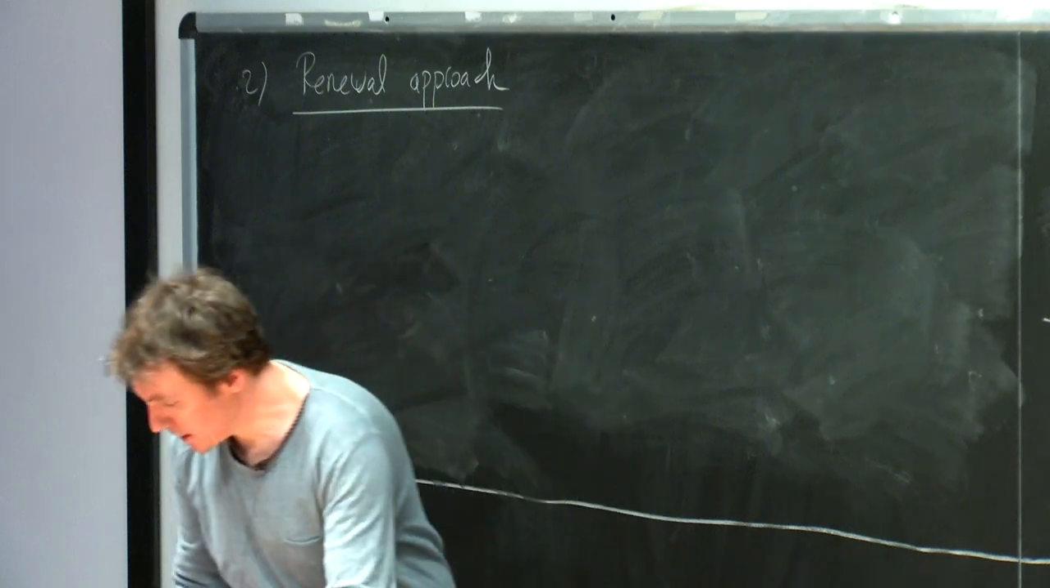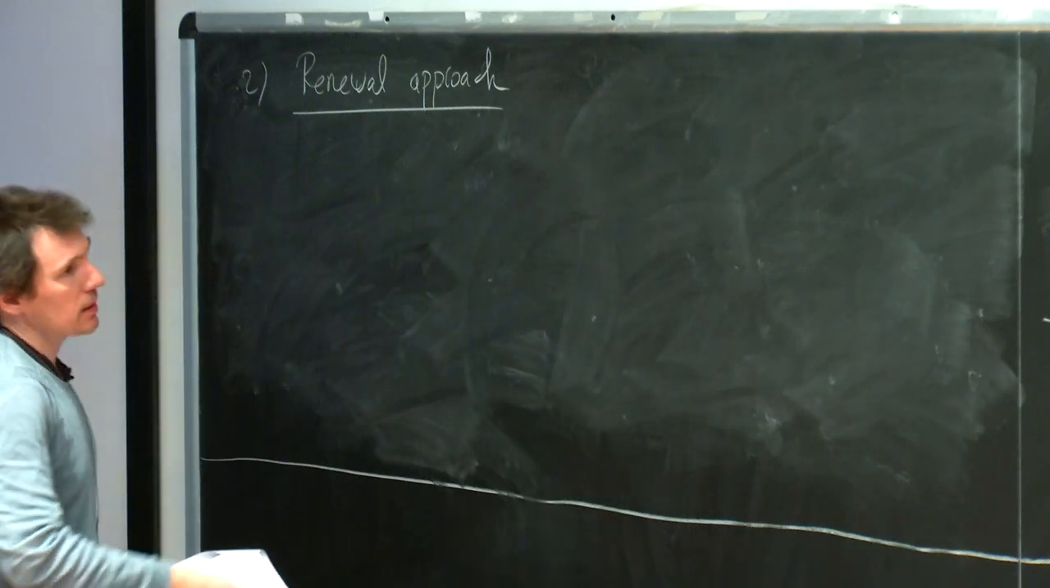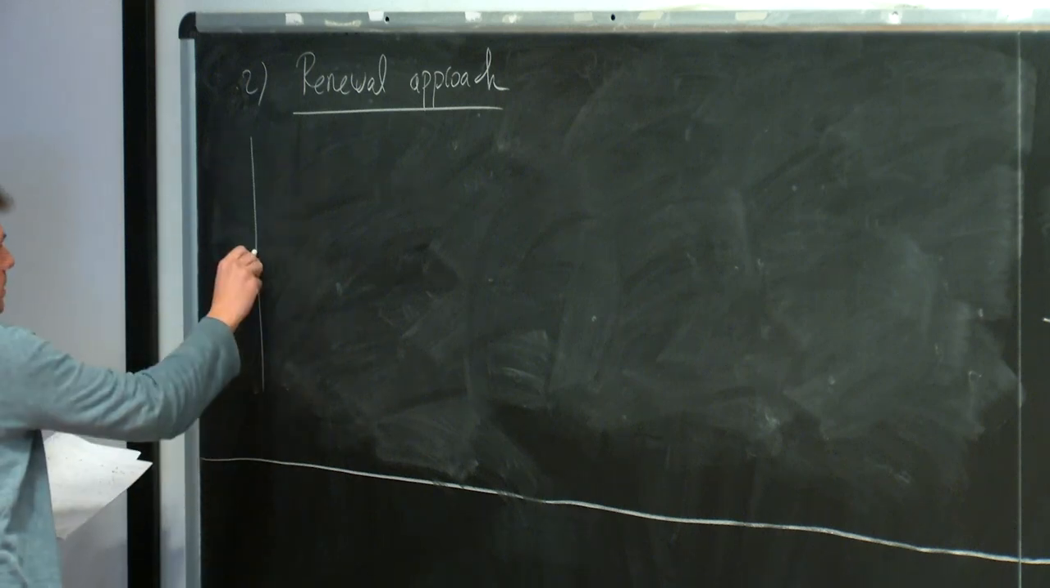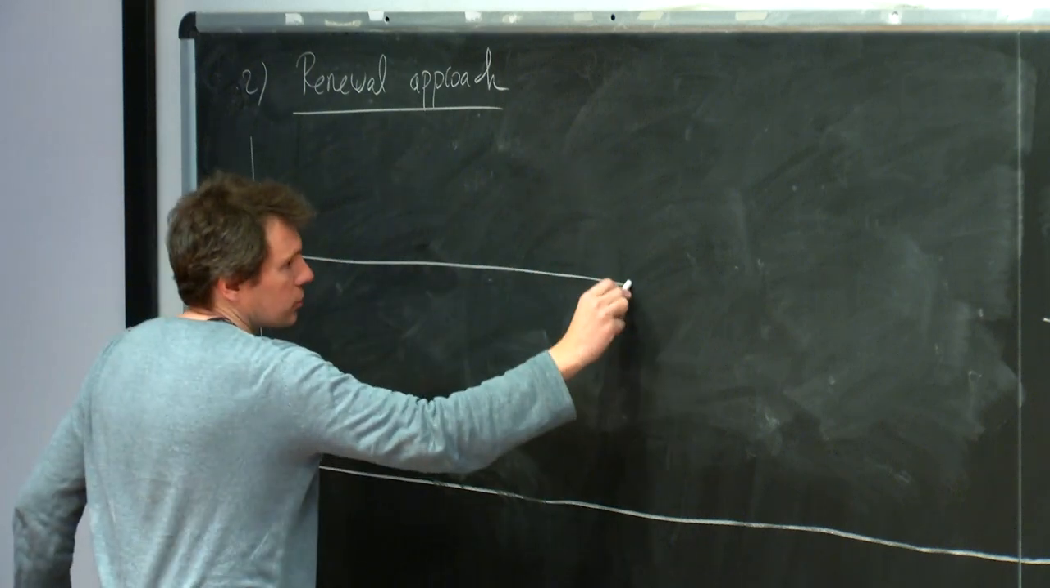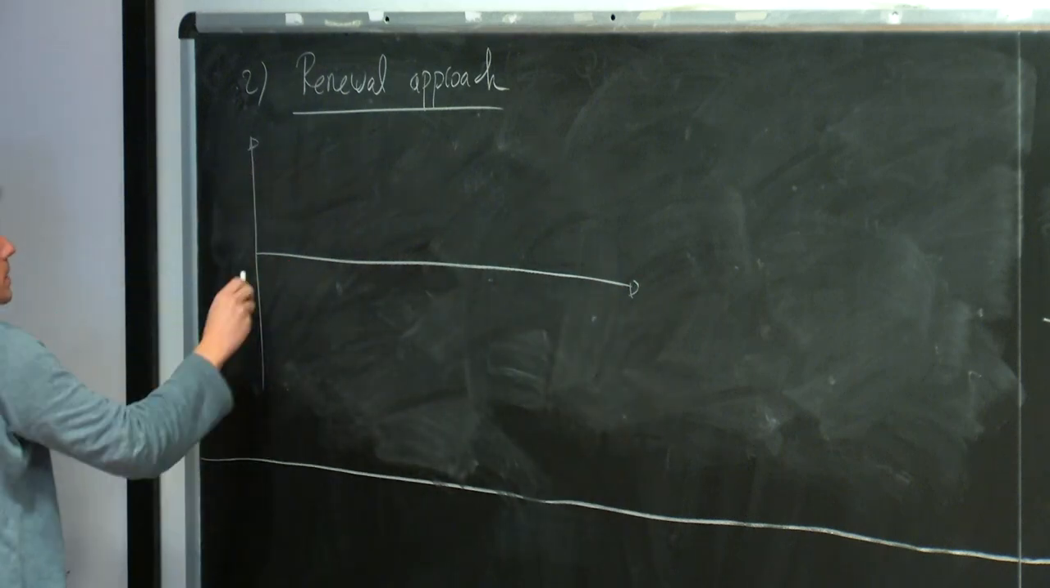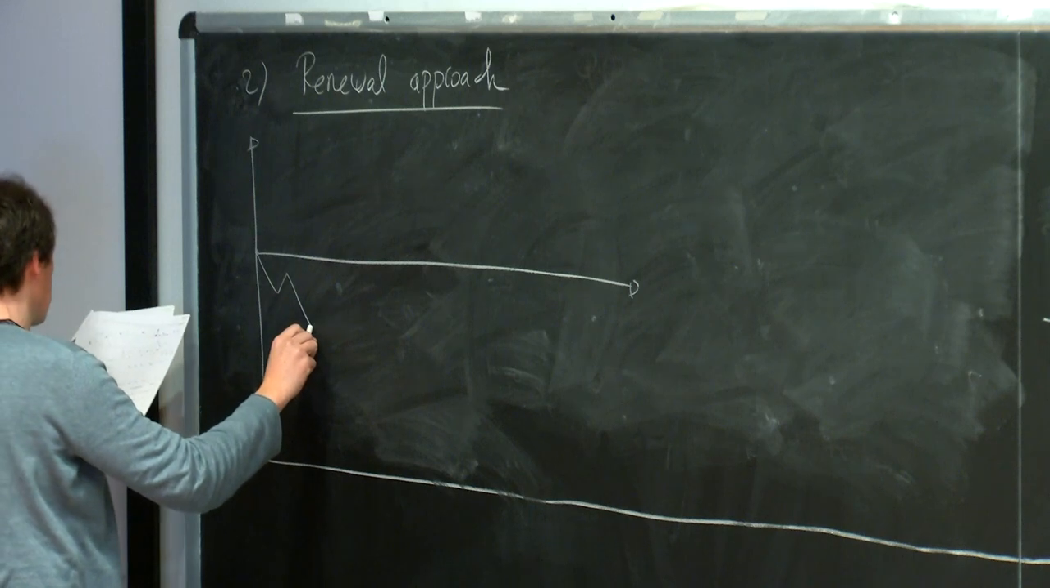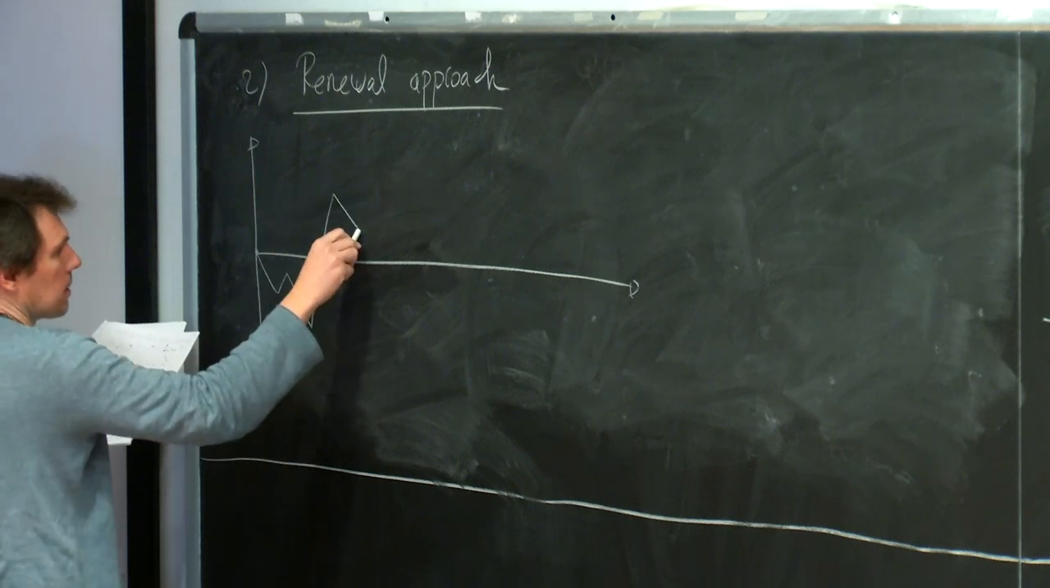Okay, so it starts with a picture, similar to this one. Let me define the objects that I want to consider now. So I start at zero, and I just have this kind of random walk that I drew.